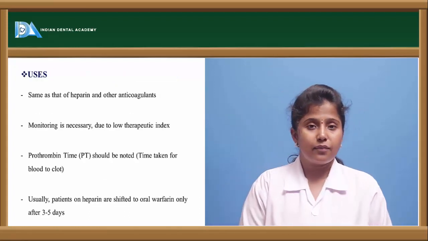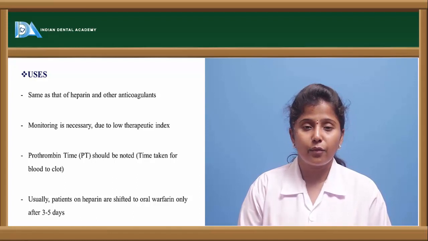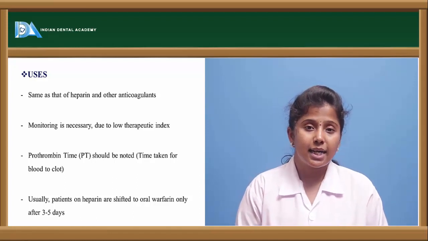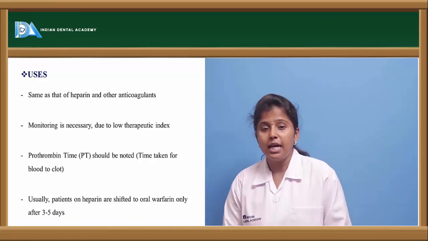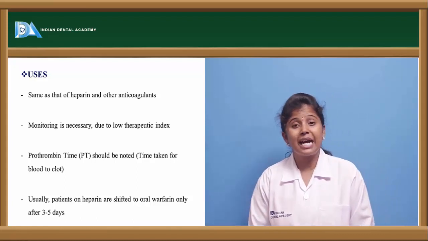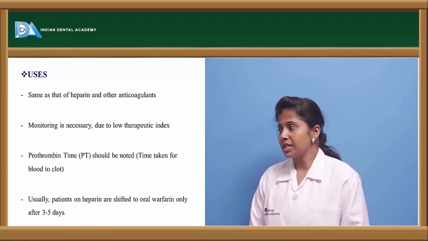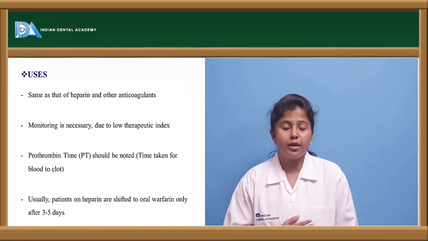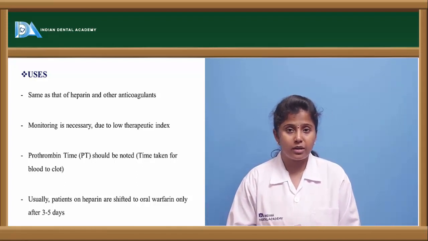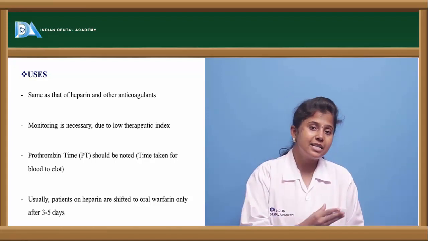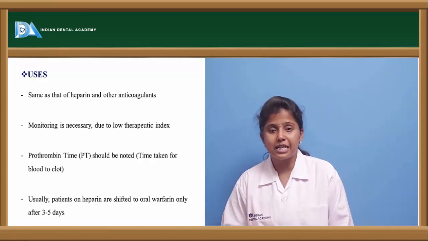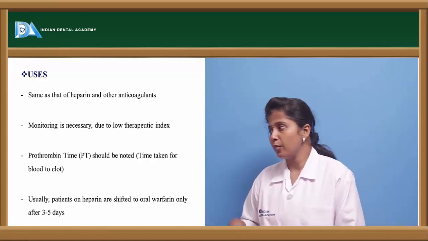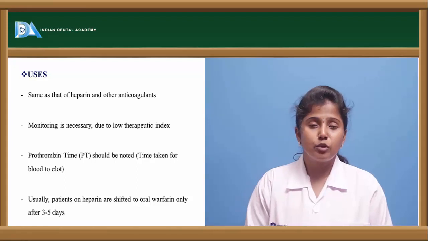What are the uses of warfarin? Warfarin is used the same as heparin. It is used in heart-related disorders, in rheumatoid arthritis, and as an anticoagulant and antiplatelet. The uses are the same as heparin, but here the warfarin dose should be monitored because warfarin is a low therapeutic index drug. If the dose exceeds, it shows toxic effects, and if the dose decreases, it shows no effect. So the dose of warfarin has to be monitored, and even the prothrombin time should be monitored.